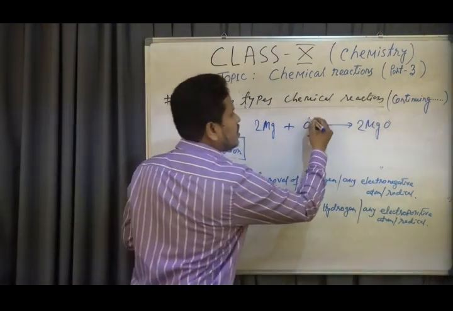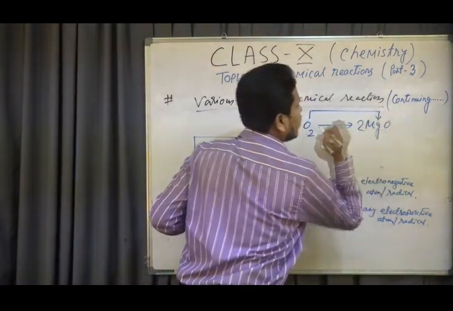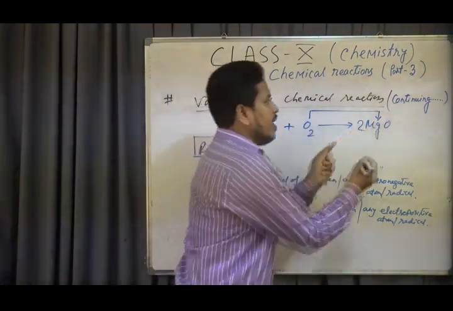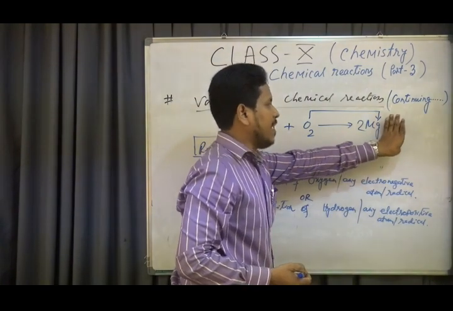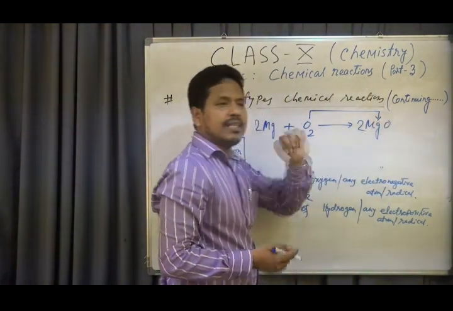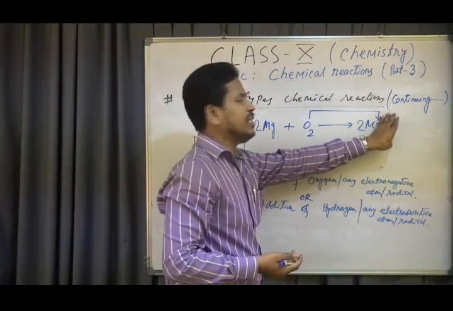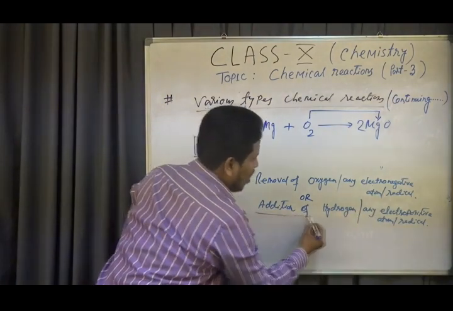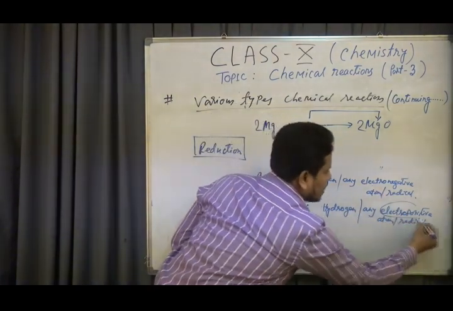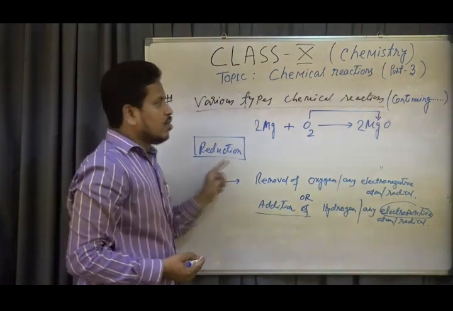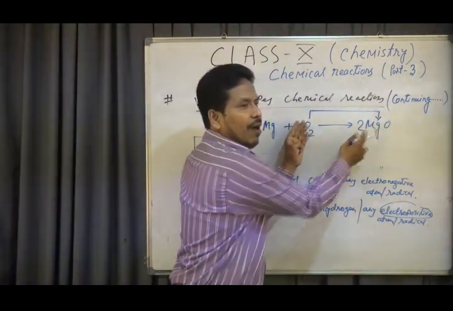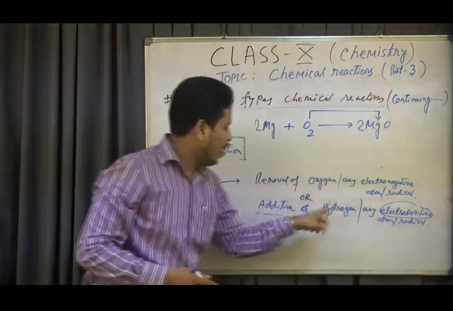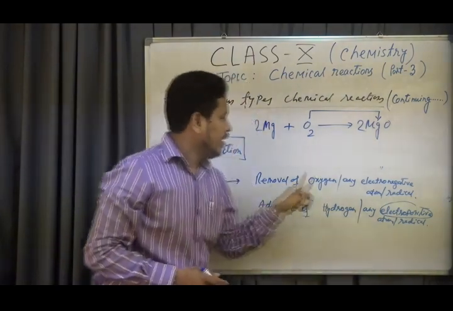Look at this. Oxygen to magnesium oxide. Look, the reactant was oxygen. Now in the product it is magnesium oxide. So along with oxygen, which element is added? Magnesium is added. Oxygen is combined with magnesium. So magnesium is the electropositive. Look at this. Addition of hydrogen or any electropositive atom is the reduction reaction. So electropositive magnesium is added here. So addition of hydrogen or any electropositive is reduction reaction.